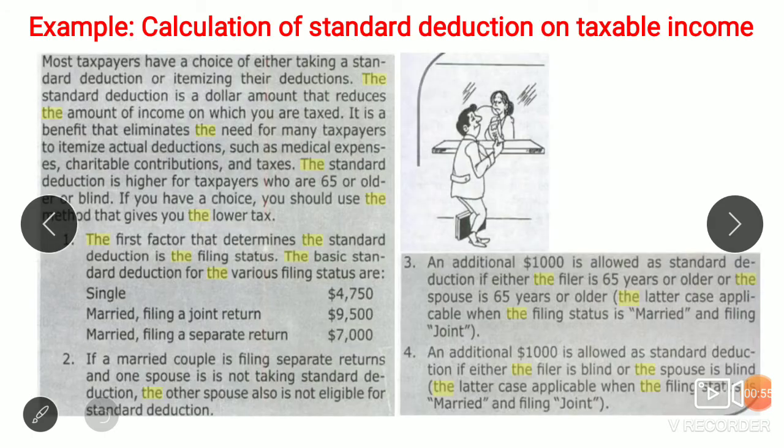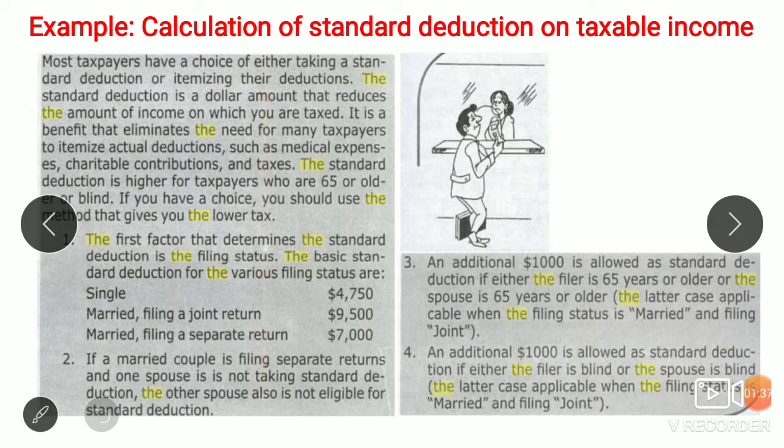Let us take one example. The example is the calculation of standard deduction on taxable income. All of you read the slide. Most taxpayers have a choice of either taking a standard deduction or itemizing their deductions. The standard deduction is a dollar amount that reduces the amount of income on which you are taxed. It is a benefit that eliminates the need for many taxpayers to itemize actual deductions such as medical expenses, charitable contributions, and taxes. The standard deduction is higher for taxpayers who are 65 or older or blind.